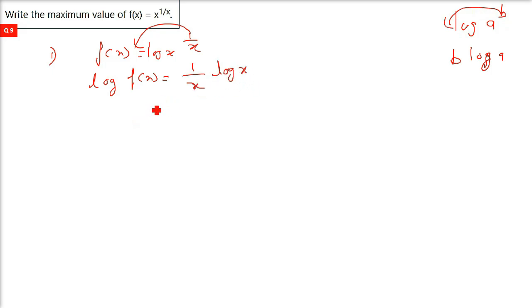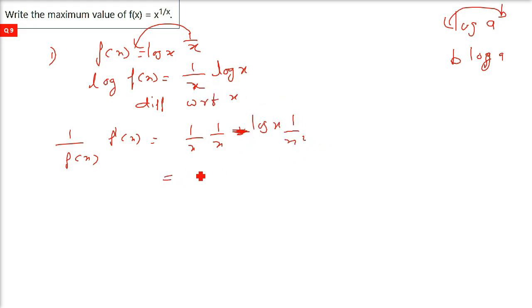And how about differentiation? Differentiation is like this. We are differentiating with respect to x. Log differentiation is 1 by that thing. So 1 by f(x), differentiation of f(x) is f dash x. This 1 by x log x: the derivative is 1 by x into 1 by x, plus log x times the derivative of 1 by x, which is negative 1 by x square. So x square is already there in the denominator. You can take this as the denominator and 1 minus log x in the numerator.